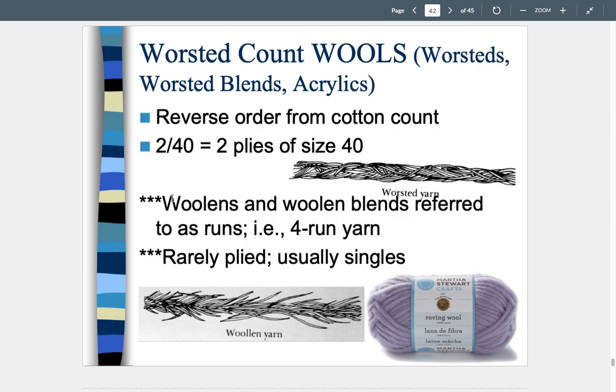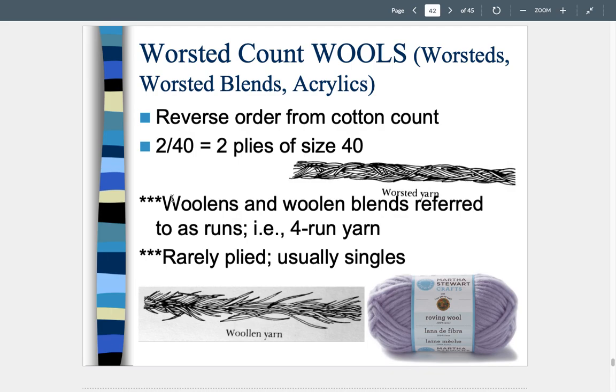That is different than a woolen. A woolen is a type of wool that has only gone through the brushing. It's only been carded. And the reason for that is because we want it to be soft and lofty and fluffy. So when it comes to this worsted count for wools, it is only for worsted, worsted blends, and acrylic. Even though acrylic is not made from wool, it's that manufactured wool substitute, it still falls into this worsted count category. It also is two numbers, but in reversed order from the cotton count. So the number at the beginning is the number of plies, and the second number is the size.